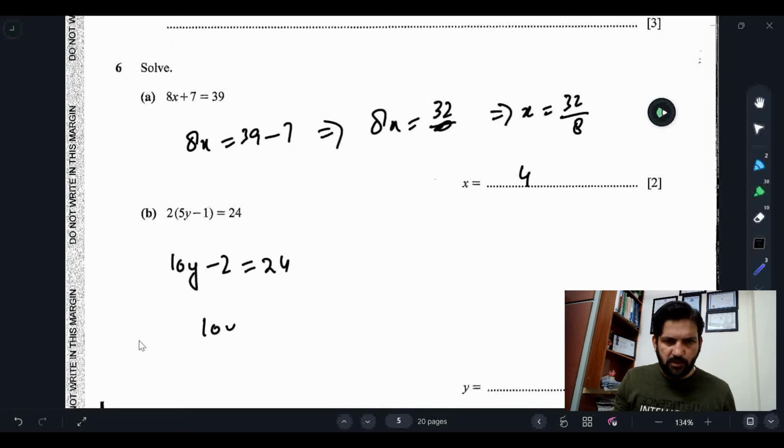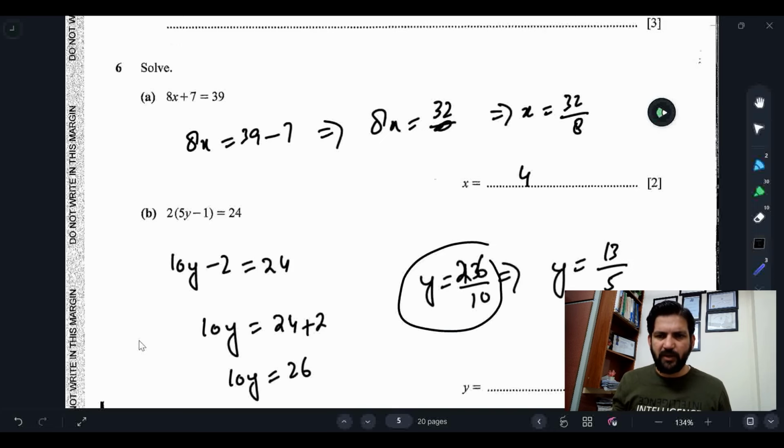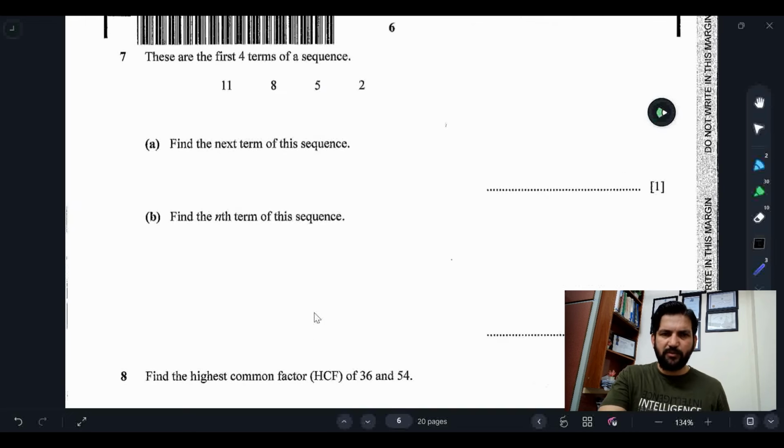10y minus 2 is equal to 24. So 10y is equal to 24 plus 2, which means 10y is equal to 26, and then y will be equal to 26 by 10. If we simplify it, y will be equal to 13 by 5. We can write it as 13 by 5, or directly as 2.6. So both the answers are correct. Let's move to the next one.